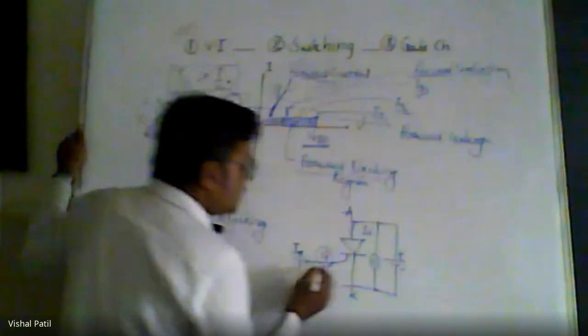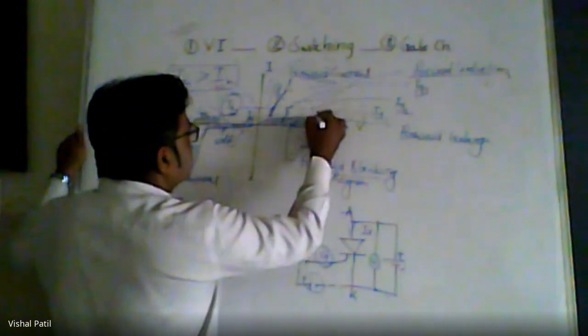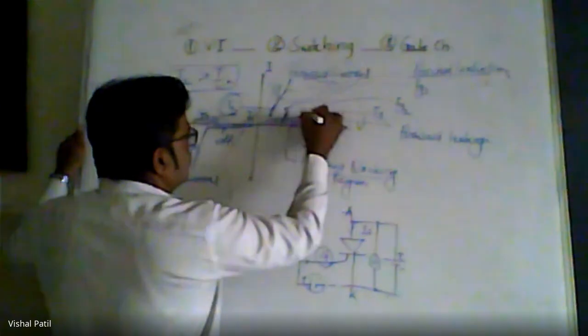And if we go on changing the gate current, for different gate currents we get different values of breakover voltage.